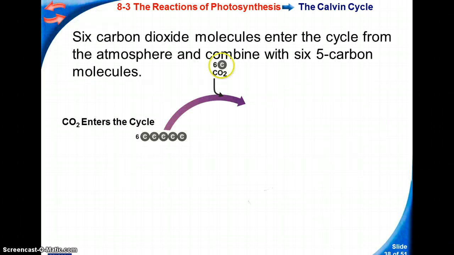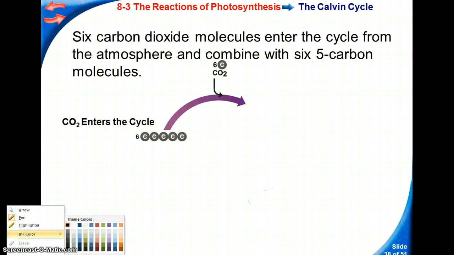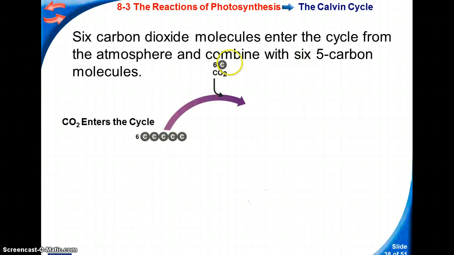So first of all, you have the carbon dioxide entering the cycle. It came in through the stomata into the leaf, and then from inside the leaf, it's gone through diffusion into the plant cell, and through diffusion this carbon dioxide moves into the chloroplast where it is now in the stroma. So this carbon dioxide is in the stroma of the chloroplast.